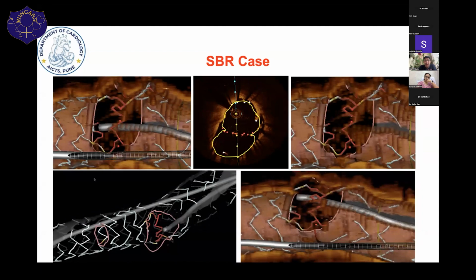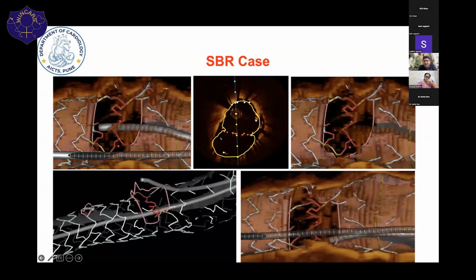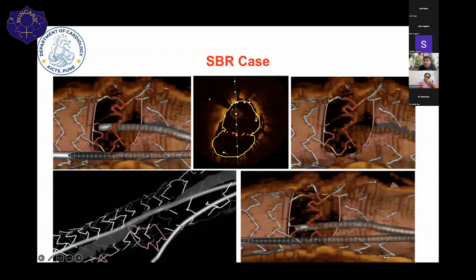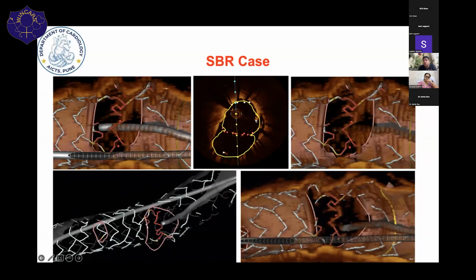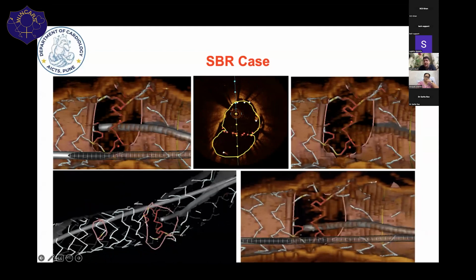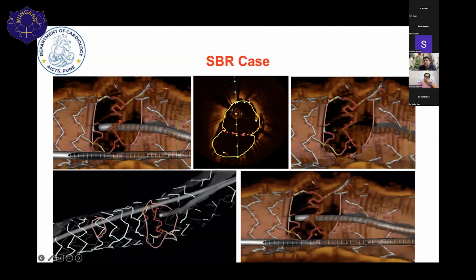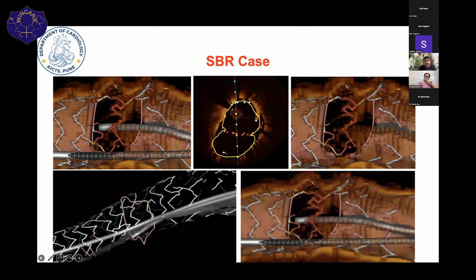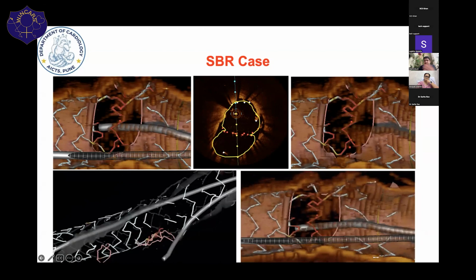Then when we did the 3D reconstruction of the same case, we found a large amount of hanging stent struts across the side branch ostium. When we saw the B mode, we found that there is no clear figure of 8. That means that near the native carina, there were hanging stent struts. So we can appreciate these hanging stent struts in 3 views: 3D model, B mode, and L mode.